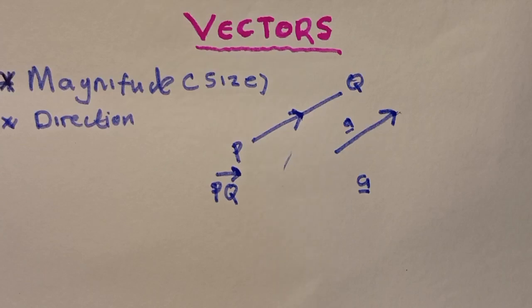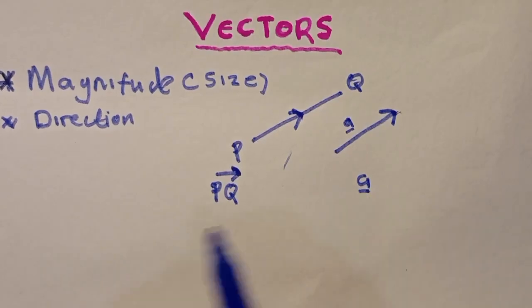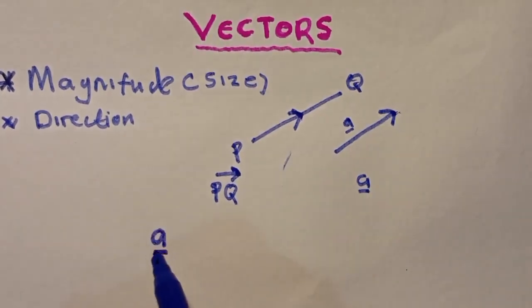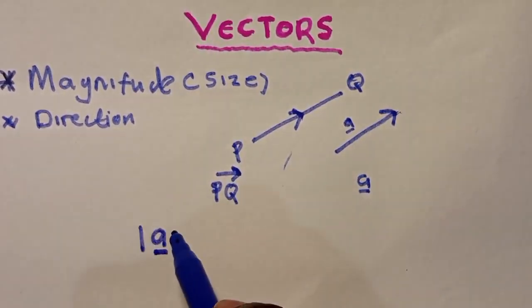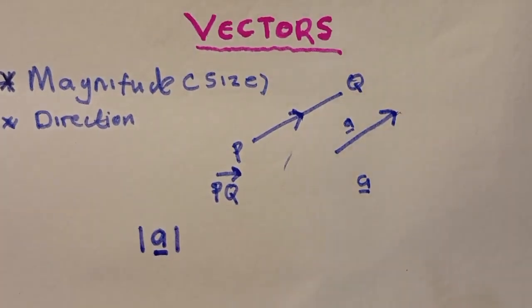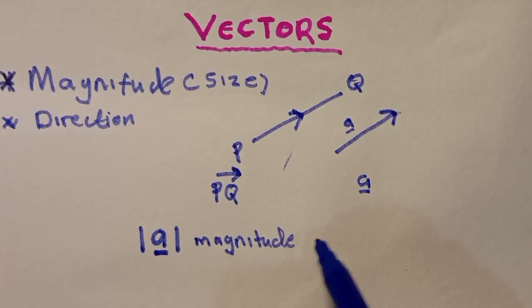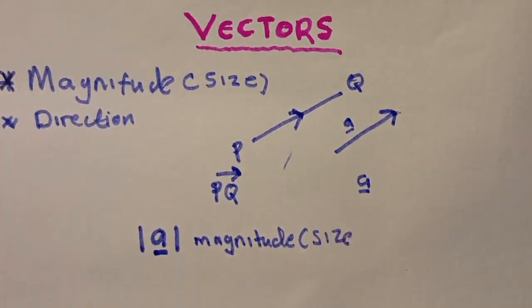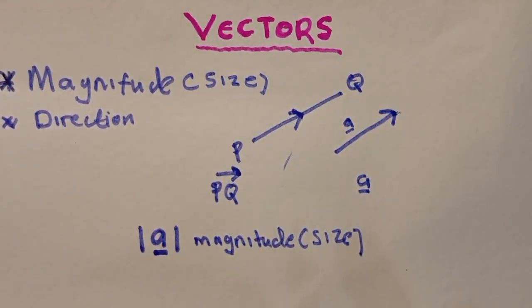When we want to find the magnitude of a vector, for example this vector A with a bar, we just put this around it. This tells us that we are finding the magnitude. The magnitude simply means size, so we're trying to find the size of this vector.